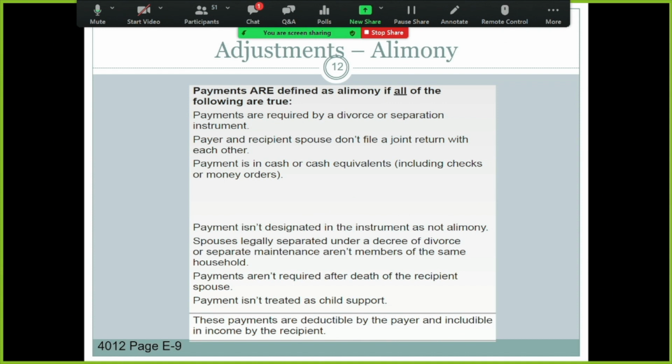And on the Schedule 1 for adjustments, you will see a line for the actual alimony, and that is line 19A. And you will notice that you have to enter the recipient's social security number and/or the date of original divorce or separate maintenance agreement.